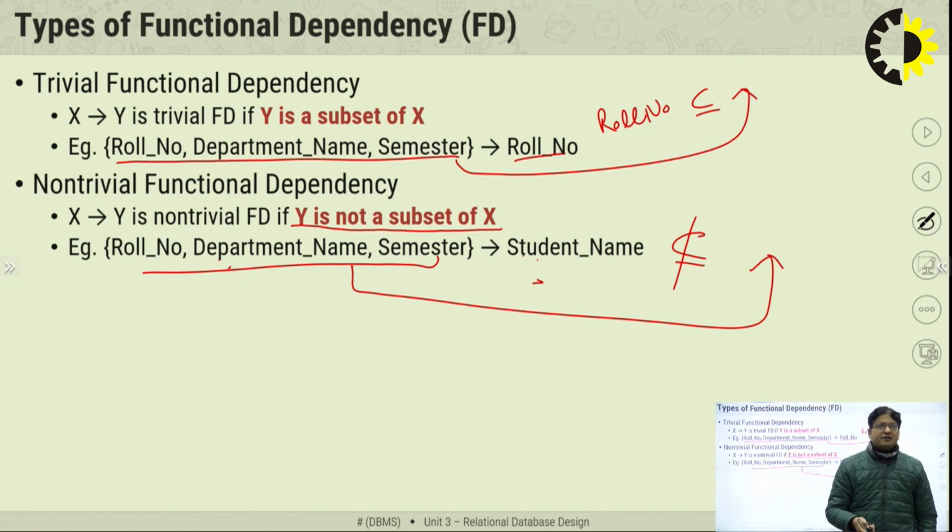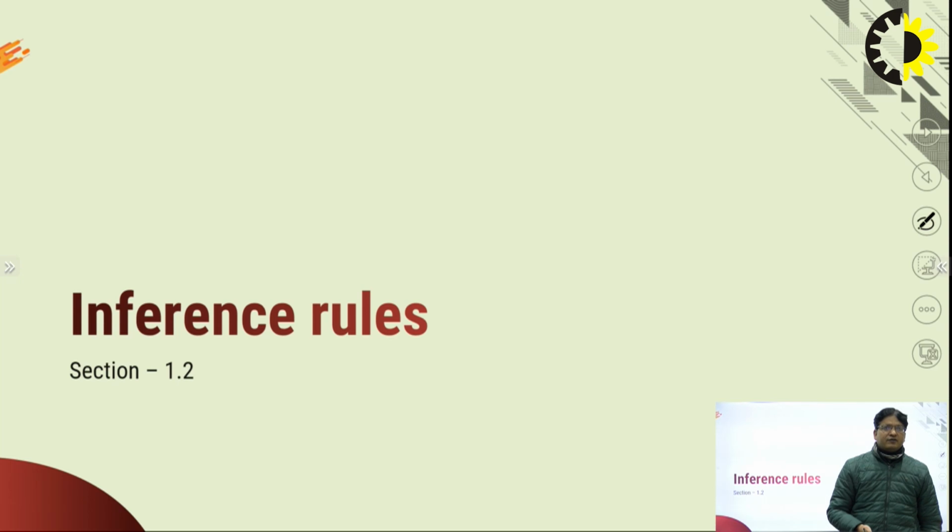Next, we will be studying some of the inference rules related to functional dependencies. With the help of these rules, we can derive new FDs, we can find out the candidate key, we can determine the closures. So basically these rules are the foundations for functional dependencies.